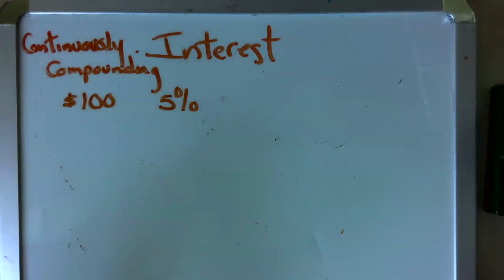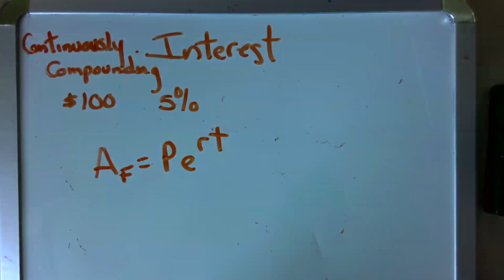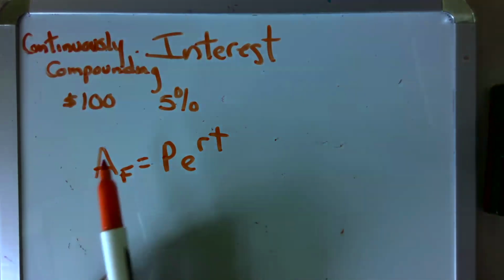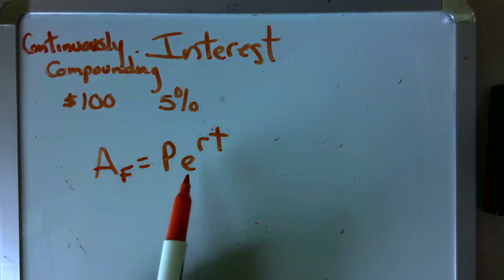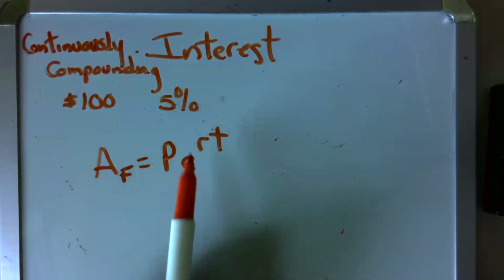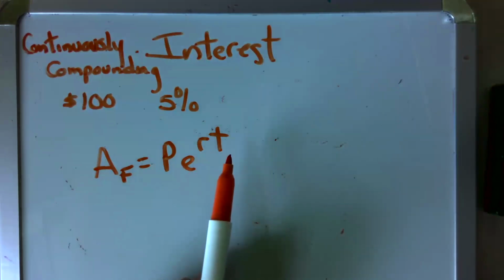There is another situation, which is that your interest rate is continuously compounding. That means instead of breaking it down into months or days or hours or seconds, it is just continuously compounding. To calculate this, we use the following formula. So this is the Pert formula. Amount final equals your principal amount times e raised to the rate times time.